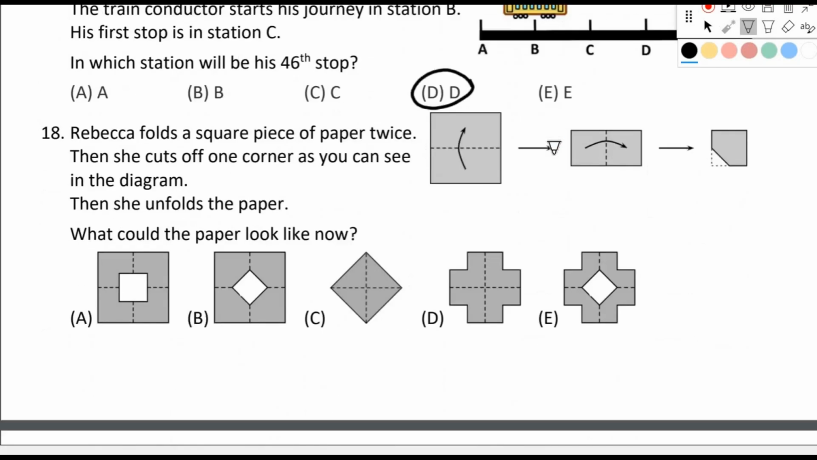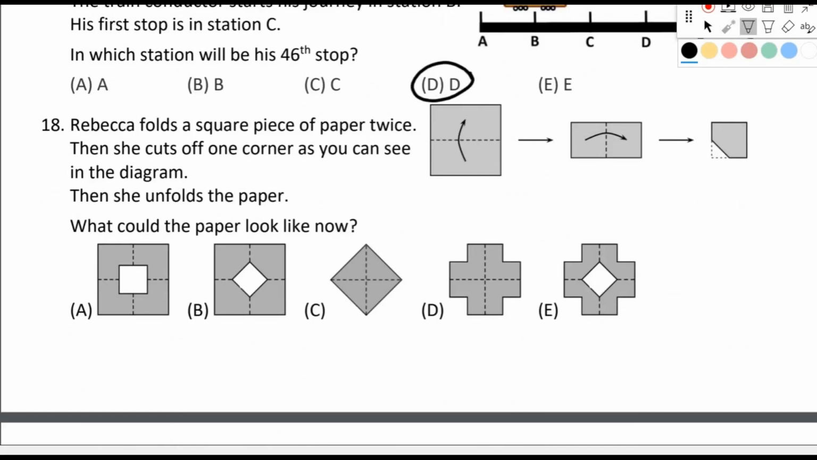Coming to 18th question. Rebecca folds a square paper. Okay, so a square folding is given. What could the paper look like now? Oh, that folding, that cutting, I guess.